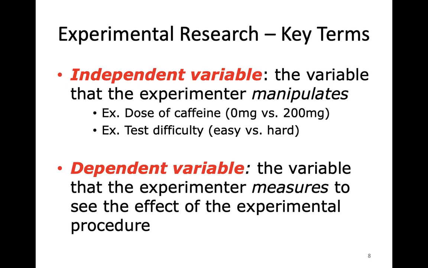Okay, so the dependent variable is just looking at the effect of the experimental procedure. That's the outcome of the manipulated variable. So we're going to manipulate dose of caffeine as the independent variable, and then as our dependent variable, we're going to get a measure of people's alertness. Now that could be a self-report measure, right, to say like, how alert do you feel right now on a scale of 1 to 10? But the dependent variable is the effect or the outcome of the independent variable.